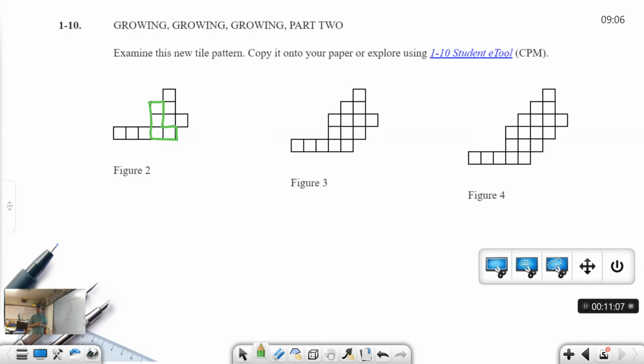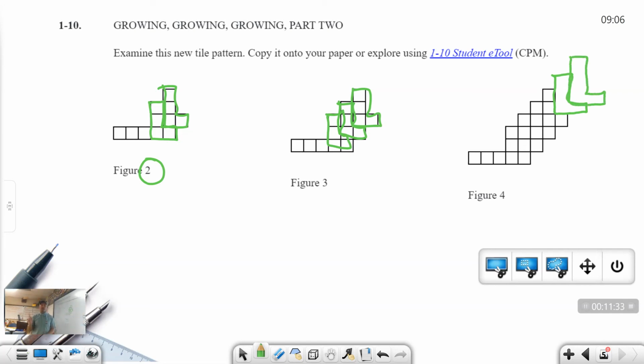Okay, let's go ahead and wrap up this lesson. Now you might notice up here that this is growing in an L shape. Notice that figure 2 has 2 L's. Figure 3 has 1, 2, 3 L's. Notice that figure 4 has 4 L's. So you need to write down figure 5, it has a 5th L. And figure 6 has a 6th L.